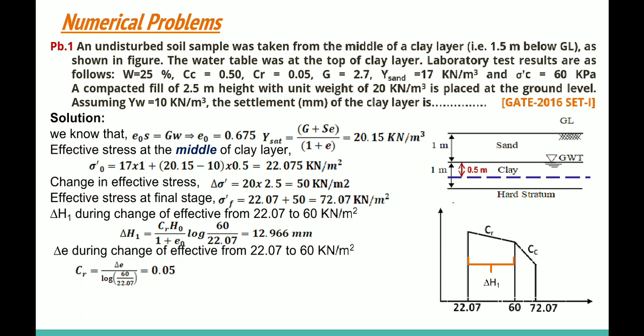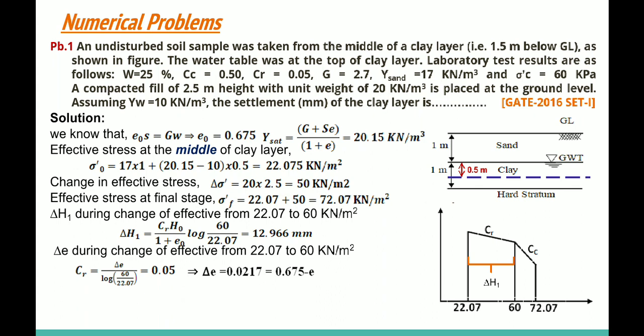But there is one problem: in the first case we have the initial void ratio, but for the second case we don't know the initial void ratio. So first we have to calculate the void ratio at 60 kilopascal. Whatever the void ratio at 60 kilopascal is will be the initial void ratio for the second stage. Don't be confused. So let's calculate the change using the CR. In this case we cannot apply the CC. We have to take the CR.